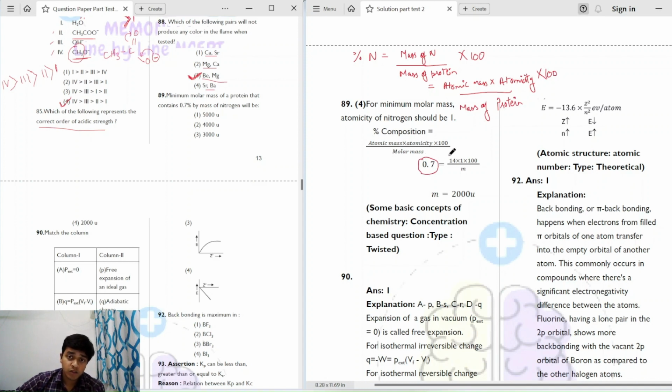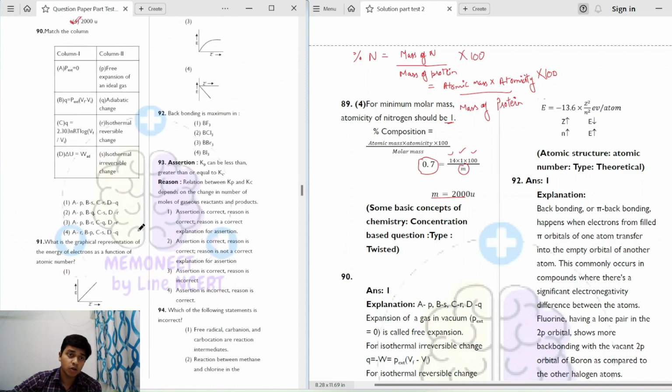We know the atomic mass of nitrogen to be 14, and the question asks for the minimum molar mass. For the minimum molar mass, there should be as little nitrogen as possible. So the least we can take is nitrogen atomicity to be 1, that is, one atom of nitrogen present in one molecule of the protein. So with atomicity 1, multiplied by 100, divided by the molar mass of the protein, when we solve it, we get the molar mass of the protein as 2000 AMU. So the correct answer will be option 4. Moving on to the next question.